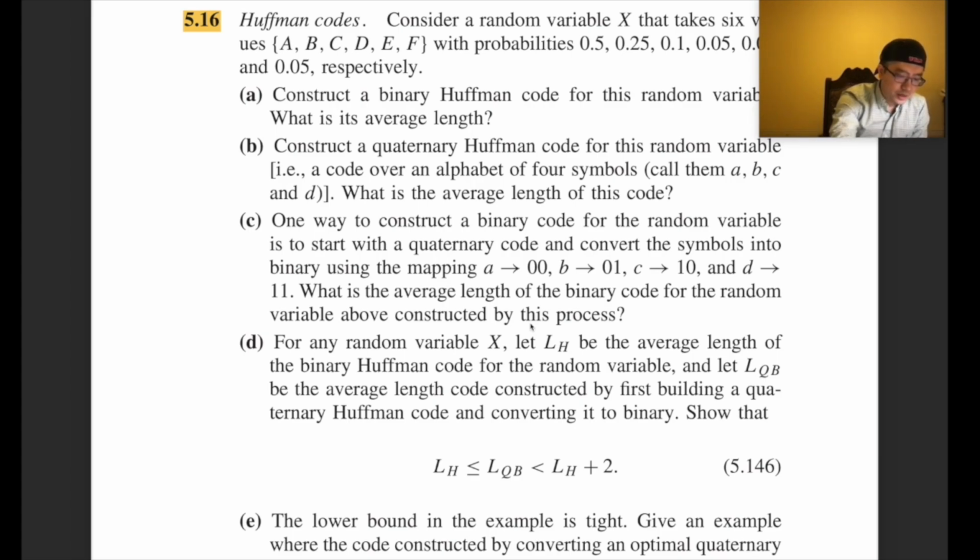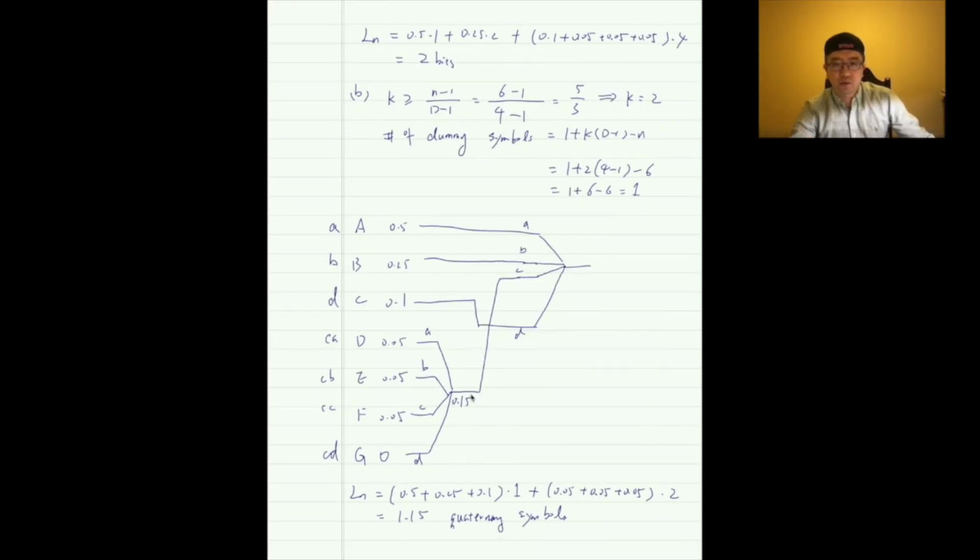Okay, so now we can see that the only difference here is that now this is 1 quaternary symbol, but it's 2 binary symbols, right? So the computation is rather straightforward. We just have the same thing as before, right? But instead of multiplying by 1 here, we multiply by 2, and then we do the same thing.